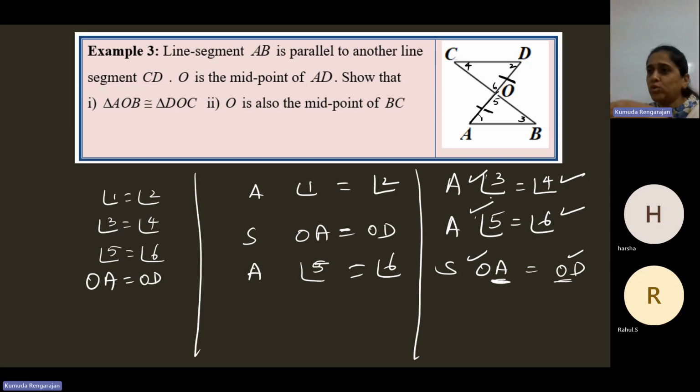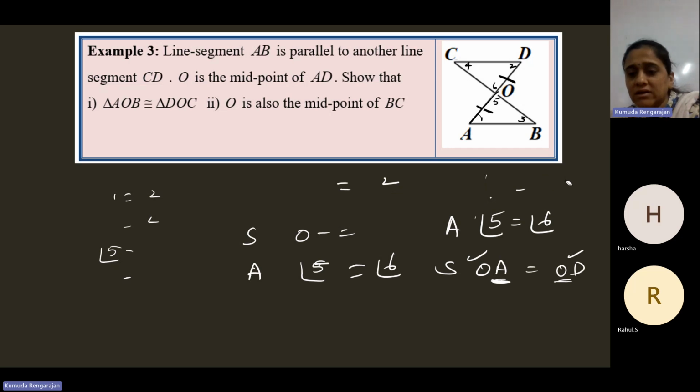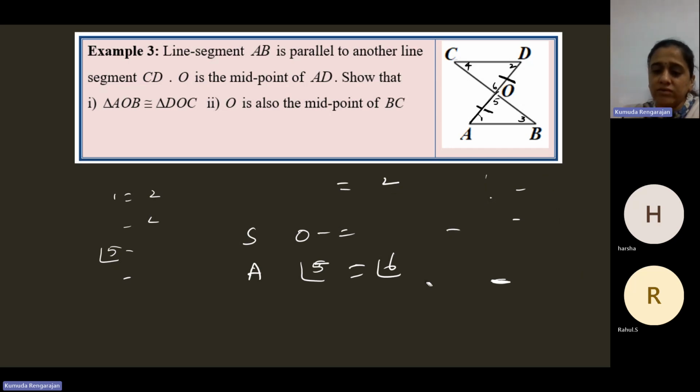And proof. In the proof, you should name the two triangles, this triangle and this triangle, then write the three equalities. You must decide first itself what rule to use, and based on the rule, you should write the order. So the two triangles are congruent by ASA or AAS, depending on what you've written.